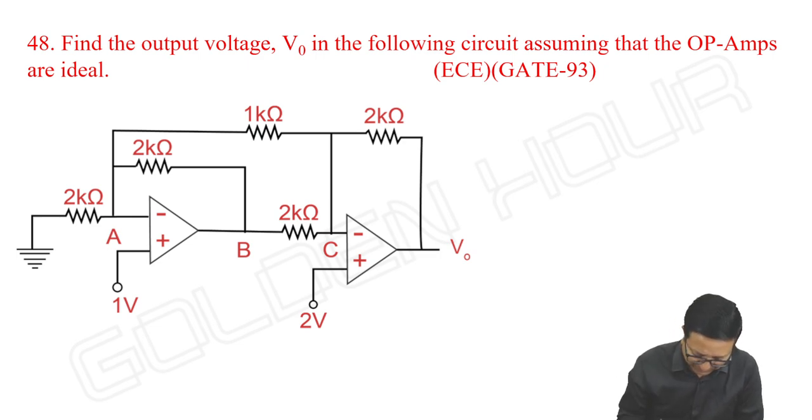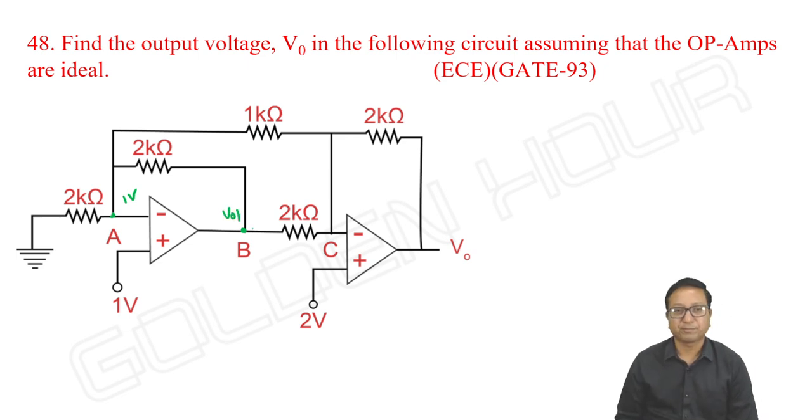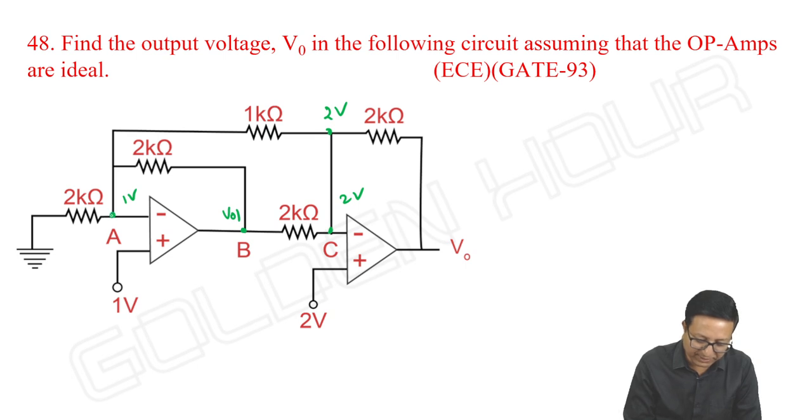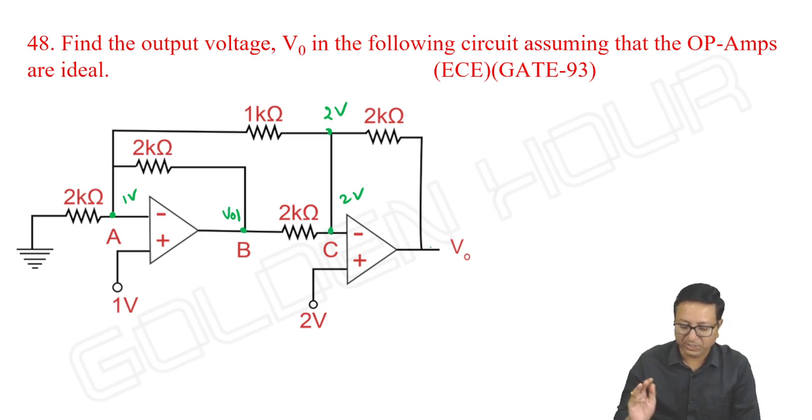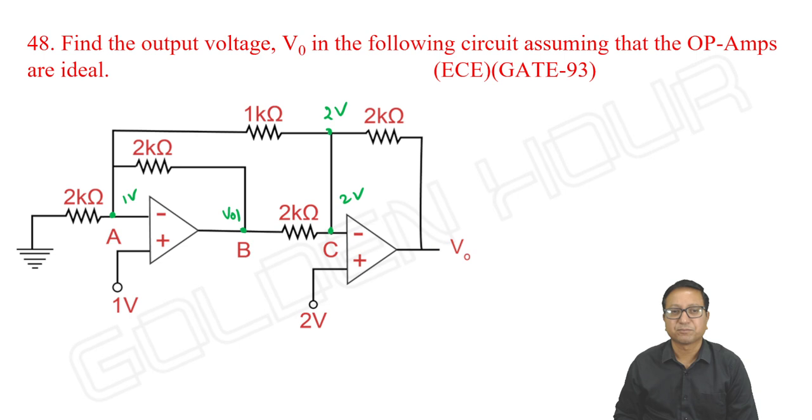Due to virtual short, V plus is equal to V minus is equal to 1 volt. Let me take this voltage as VO1. And due to virtual short, it is 2 volts, which means this is also 2 volts. Then by taking KCL at node A, we can find VO1. Once you get VO1, by applying KCL at node C, we can find V output. That's it. Don't apply any node equation at B, no meaning.